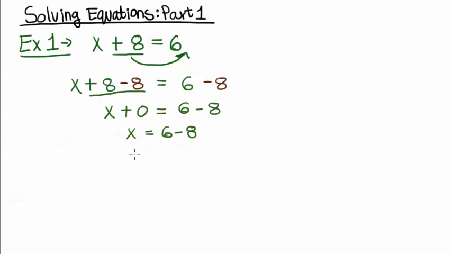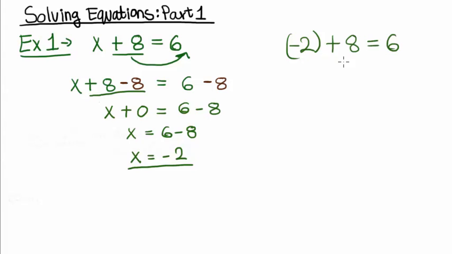And then finally, to get my answer, I can evaluate the right-hand side of my equation, which is 6 minus 8, to give me a negative 2. And so, the solution to my equation, x plus 8 equals 6, is x equals -2. Now let's just check it out real quickly. If it's a solution, I need to plug in -2 for x, and when I do that, I need to get a true equation.